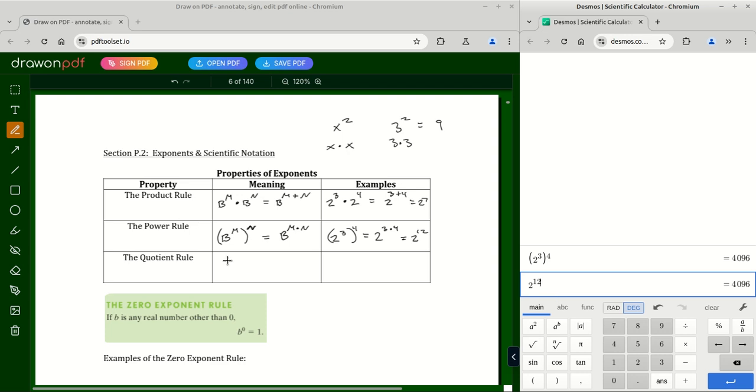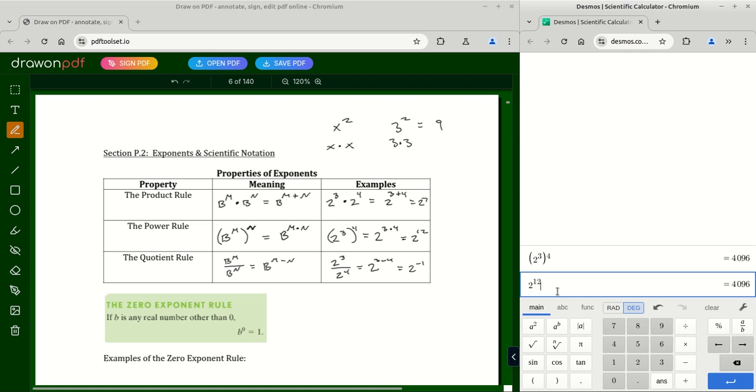All right, quotient rule. This is when you're dividing. So I got b to the m divided by b to the n. What you can do then is subtract your powers. So when you're dividing, you're actually subtracting. 2 cubed divided by 2 to the 4th. Now I got 2 to the 3 minus 4. That's 2 to the negative 1.